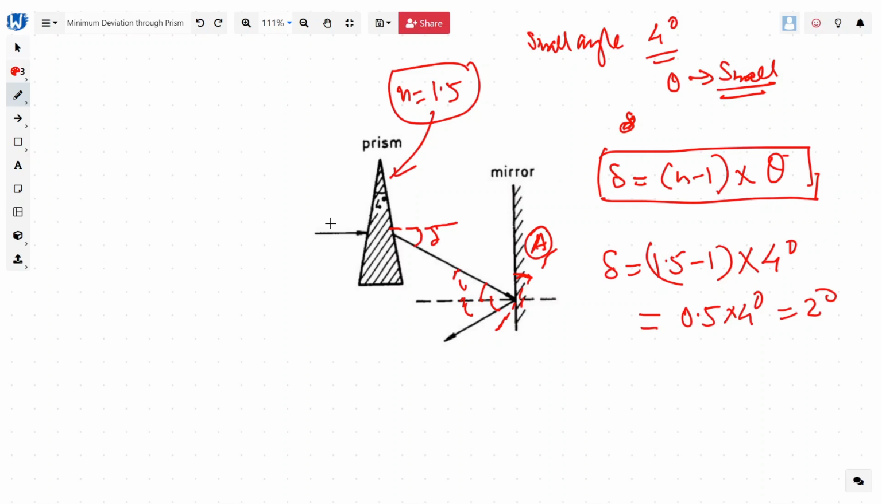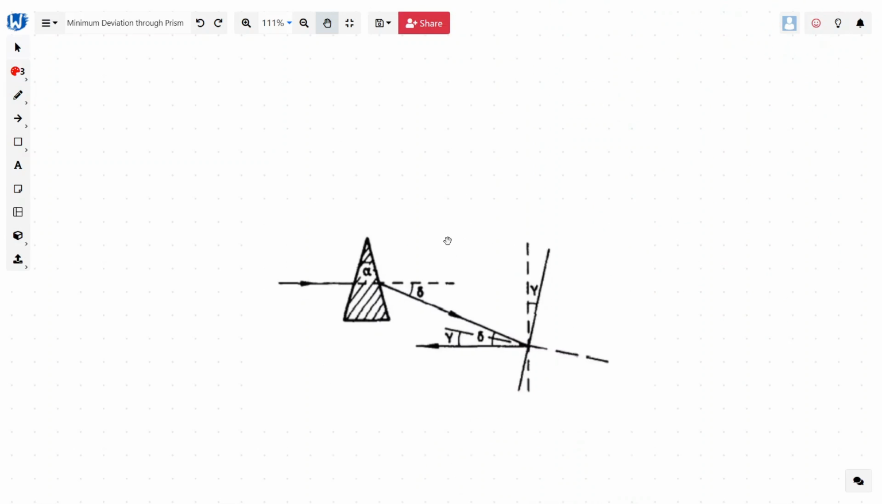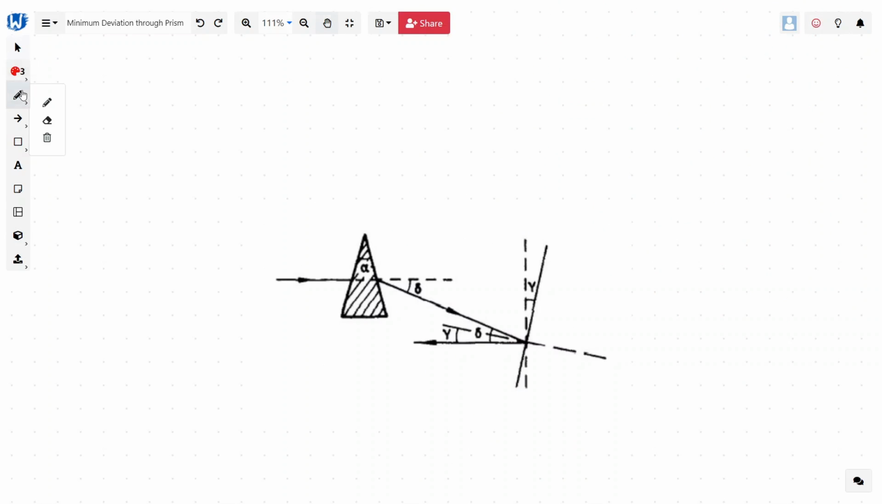Now we need to find out by what angle we should rotate the mirror so that it comes in a straight line. That is also very simple. If you just draw this, this is delta and it has to be horizontal. So the final ray is coming like this, hitting the mirror and becoming horizontal. So this one is parallel, so this is also going to be delta. So this one is going to be the angle of rotation.